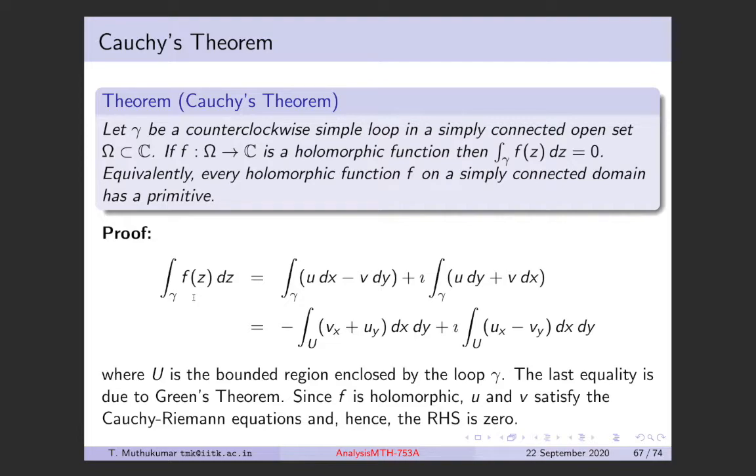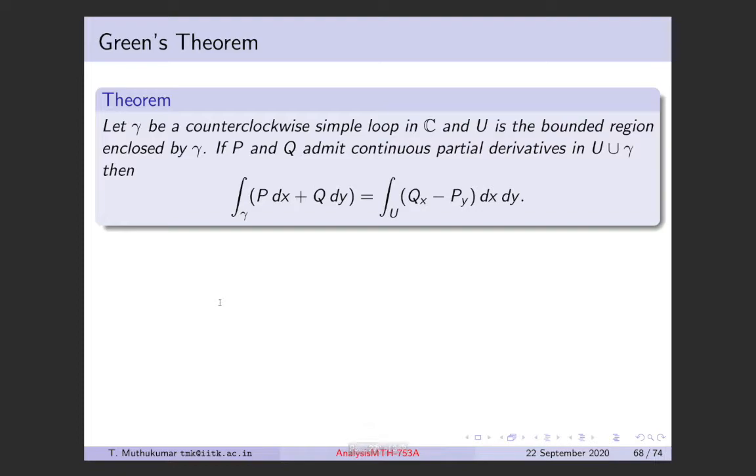Okay, so let's go and prove Green's theorem. Let gamma be a counterclockwise simple loop in C, and U is the bounded component. We have already seen that a simple loop separates the plane into two disconnected components, a bounded component and an unbounded component. So U denotes the bounded component enclosed by the curve. You can think of that as the interior part.